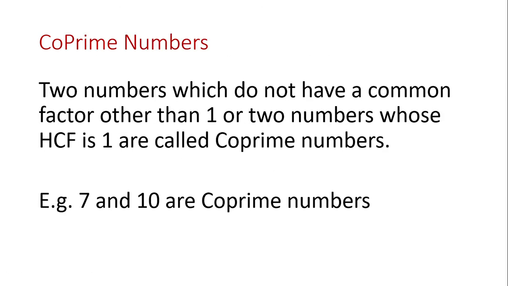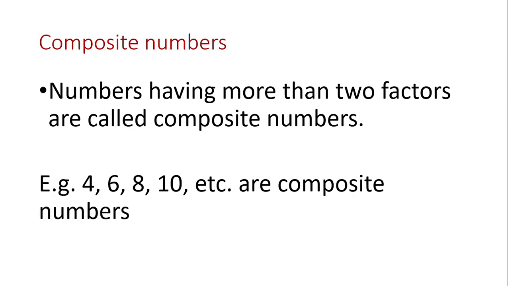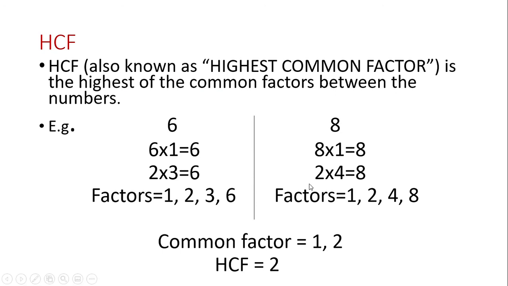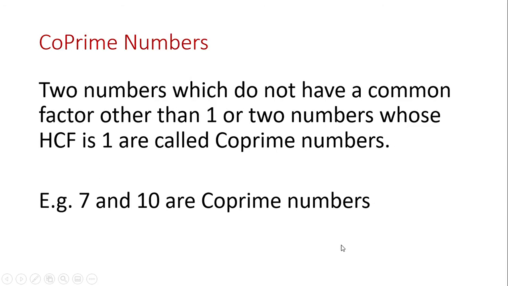Now next is co-prime numbers. Two numbers which do not have a common factor other than 1, or 2 numbers whose HCF is 1, are called co-prime numbers. So example, 7 and 10 are co-prime numbers. Here you can see the HCF. In this example, this is a co-prime pair because they only have 1 as a common factor.